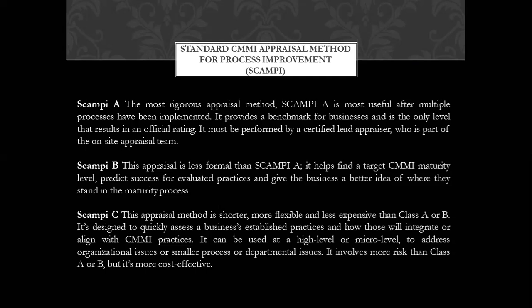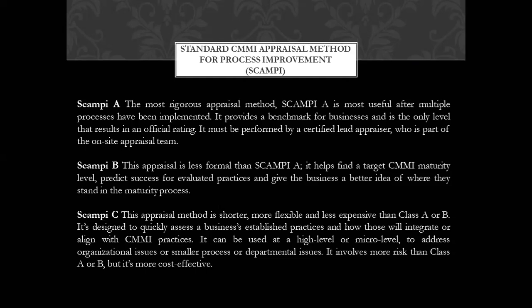What is the appraisal method? Appraisal means that you are providing some increments to the team also, to the organization also. So how will you provide that appraisal? For doing that, there is this first method, where an on-site appraisal team is there, and a certified lead appraiser is there who is going to check the implementation being done in the organization, and what the benchmarks for the business are. Whatever the commitments were, on the basis of that an official rating is given to the organization. So that is SCAMPI A.